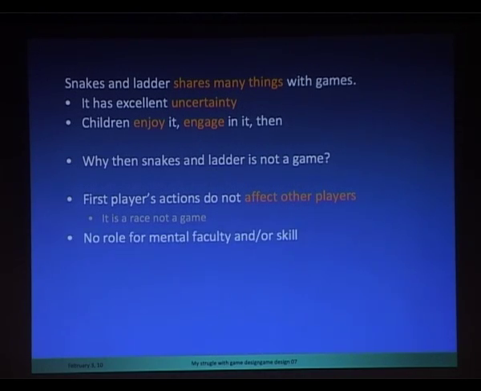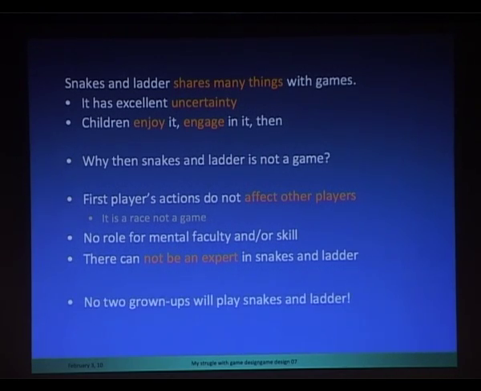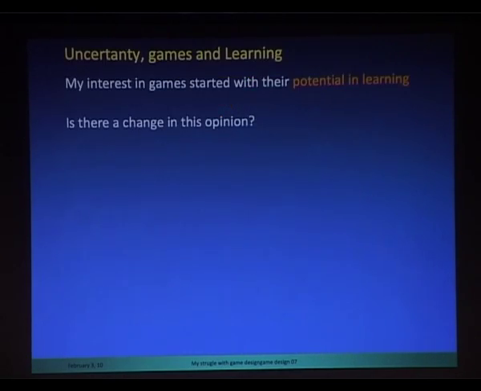There is no role for mental faculty or skills. So there cannot be an expert in snakes and ladders. Nobody can become an expert in snakes and ladders, right? So you can see the relationship between uncertainty, problem solving, expertise, mental faculties, skills, and luck. And that's why two grown-ups will never play this. Unless you're traveling in a train or something like that, we prefer to play with a child.